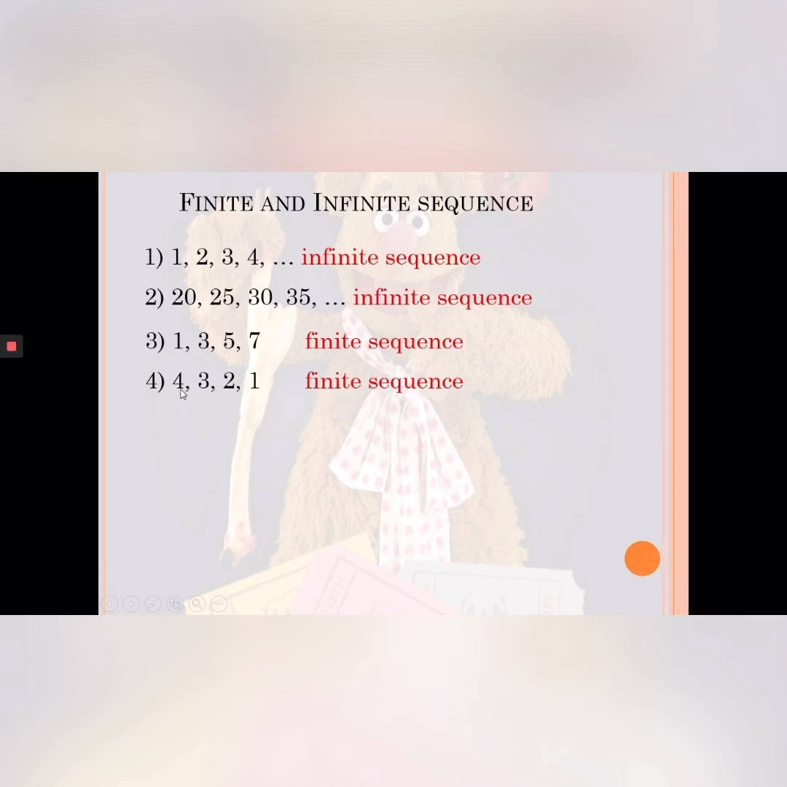Okay, for number four, we have 4, 3, 2, 1. This is also a finite sequence, because we can count how many terms we have. For number five, definitely it is an infinite sequence because of the three dot symbols, right? For number six, we use the English alphabet. So we have A, B, C, D, E, and then there is no dot, dot, dot. So it means that this is a finite sequence. And we have 1, 2, 3, 4, 5 terms.